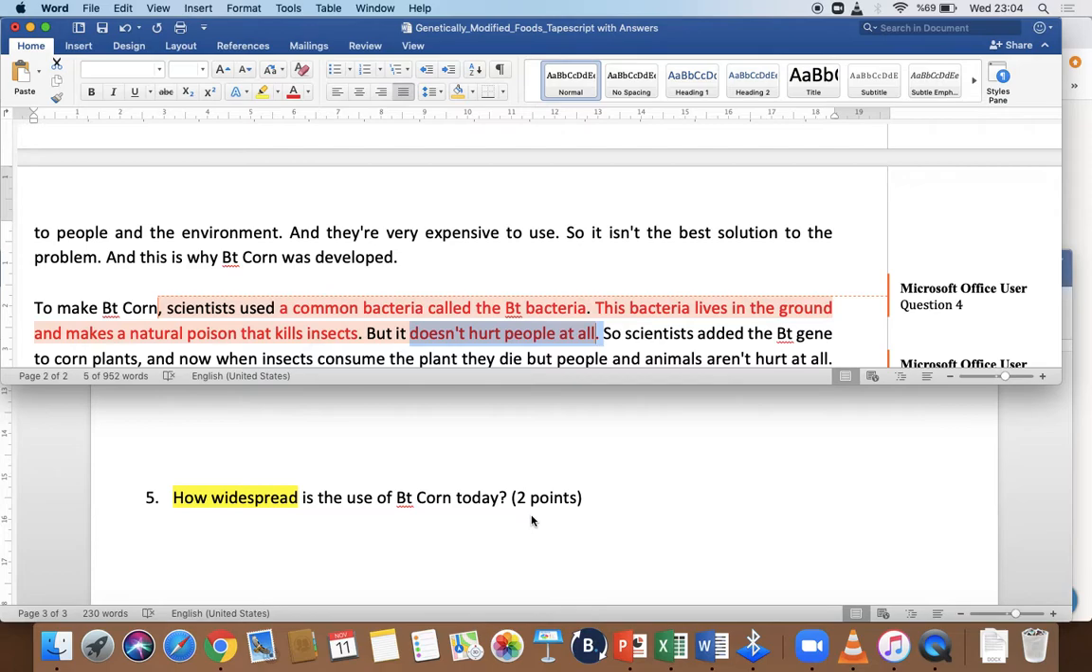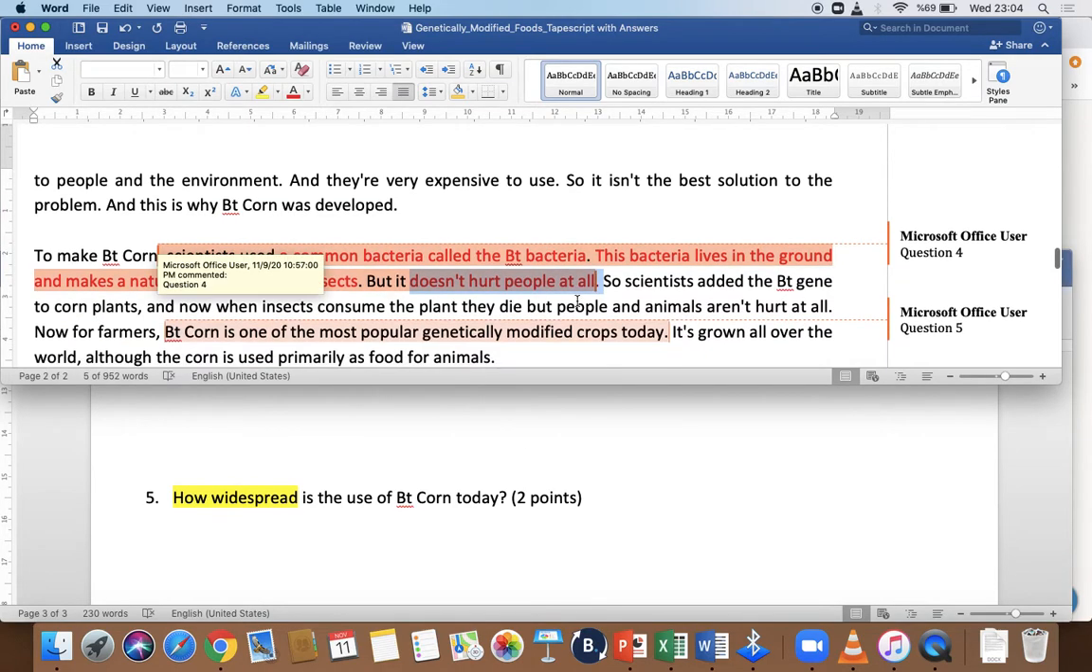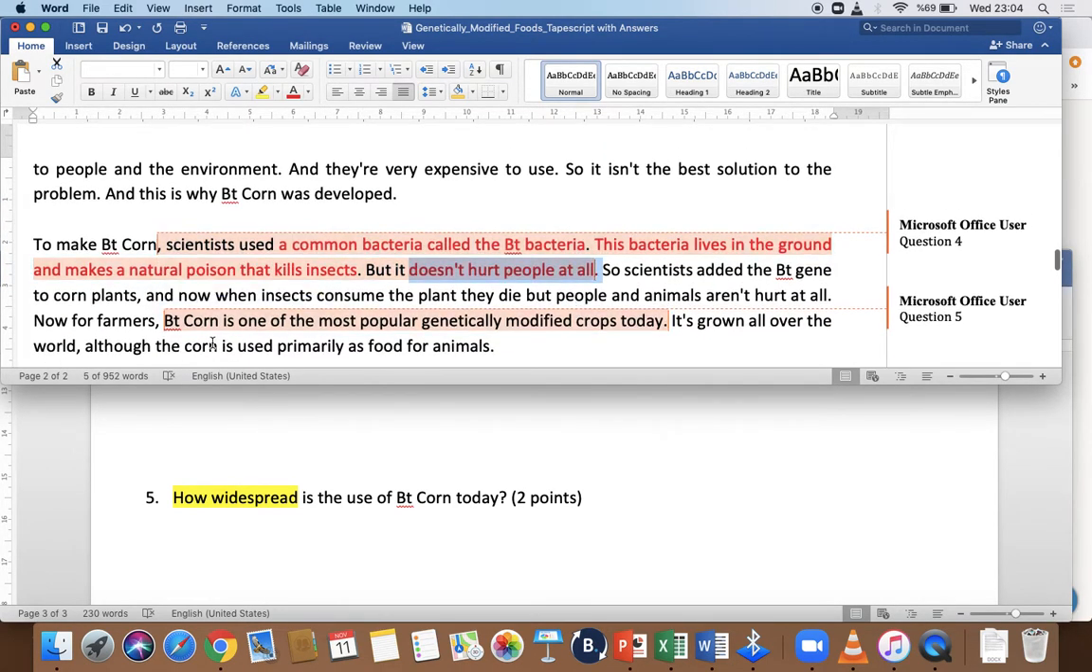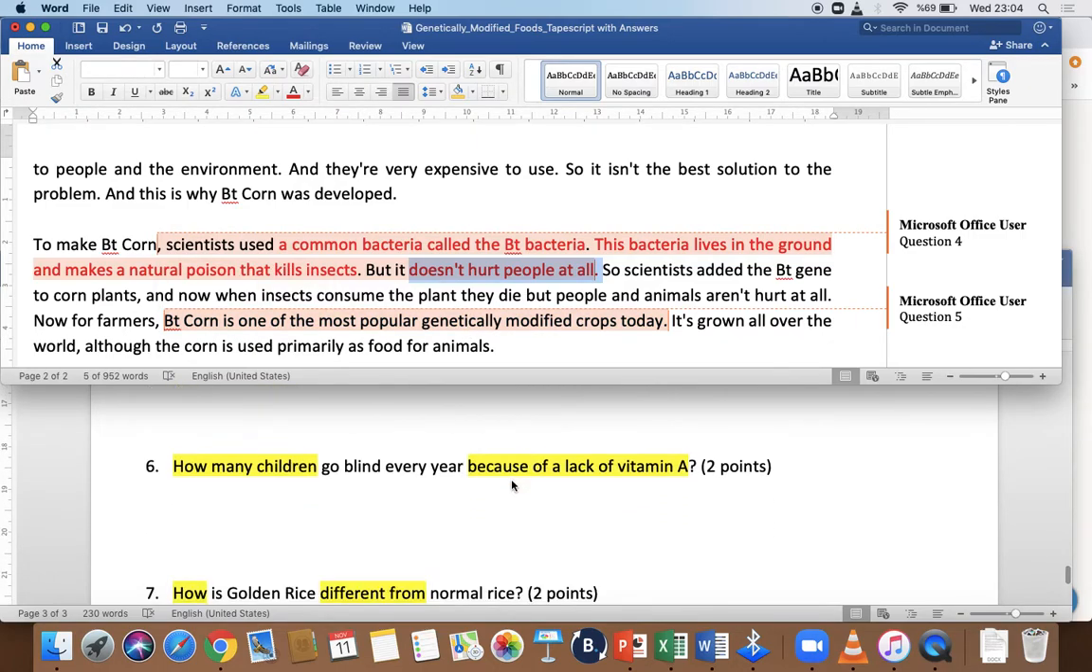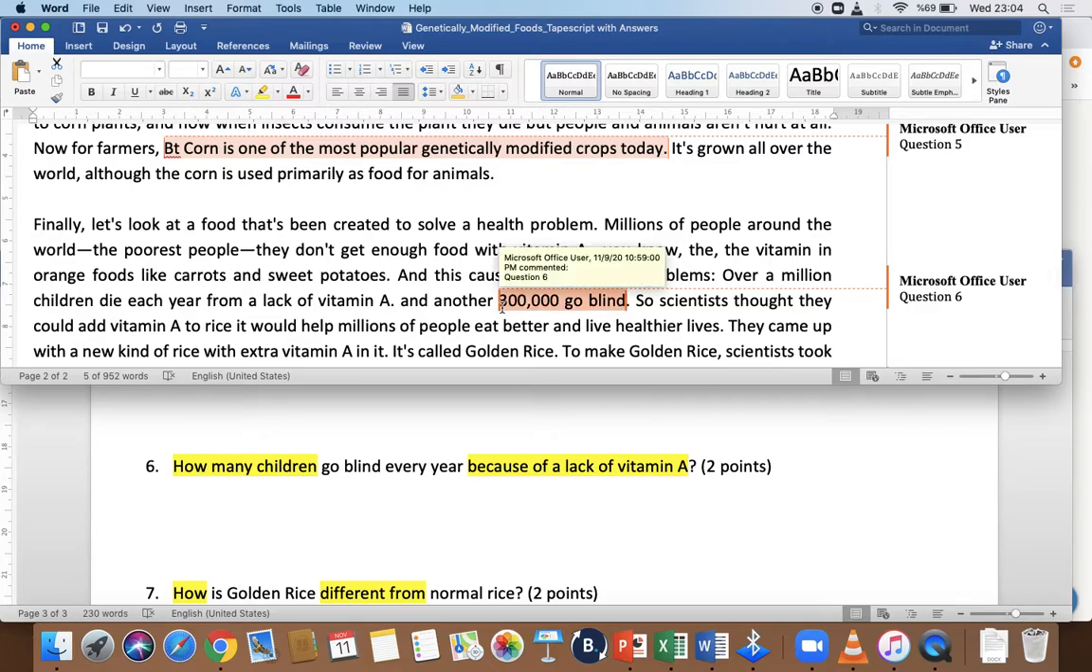Next question, how widespread is the use of Bt corn today? As you see, Bt corn is one of the most popular genetically modified crops today. One of the most popular genetically modified food or crops. Next question, how many children go blind every year because of a lack of vitamin A? How many? 300,000 children go blind. This is the answer for question 6.